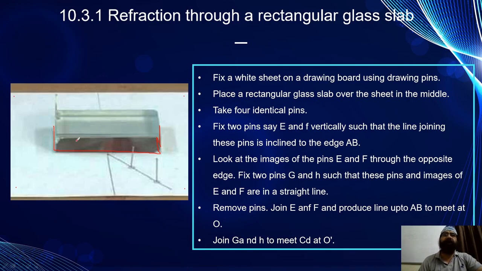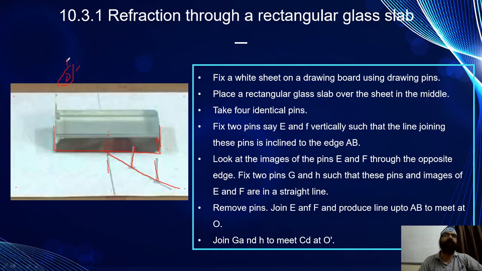Then what I do is I remove this rectangular slab and I draw a perpendicular, the normal, to one of the faces, and I draw an incident ray at some angle, okay? Then I place two pins on this line, the incident ray which I have made, and then I place my glass slab back on the boundary which I had drawn very carefully. And then I go on the other side with my eye positioned over there.